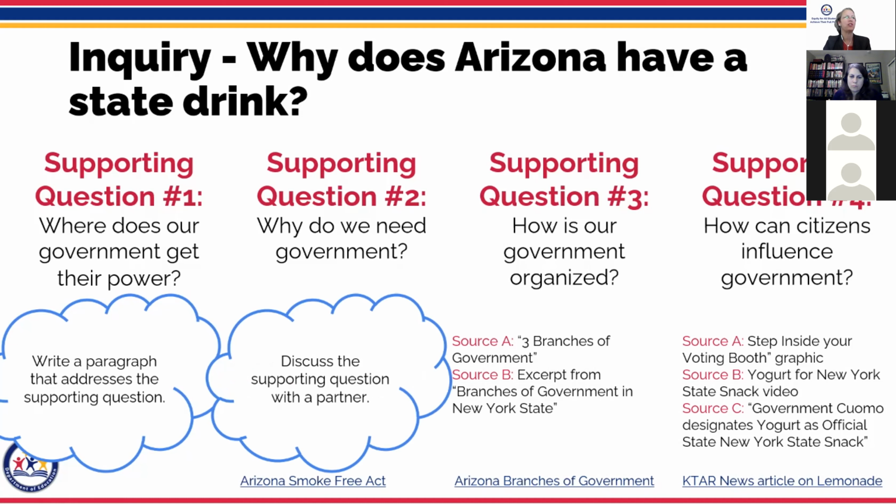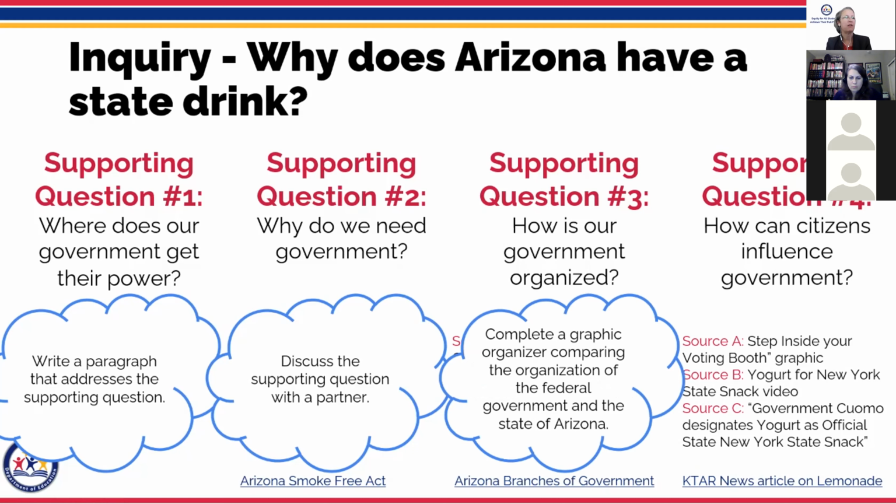Then getting to supporting question number 3, how is our government organized? We have 3 branches of government, which again, applies to ours. And then you do an excerpt from the branches of government in New York State. Well, I found from the Capitol Museum, which Jordan's going to be on later, a resource where they've got a great infographic on Arizona's branches of government. So using that instead of the New York one, you then have the kids complete a graphic organizer comparing the federal government to Arizona state government. How are they similar? How are they different?